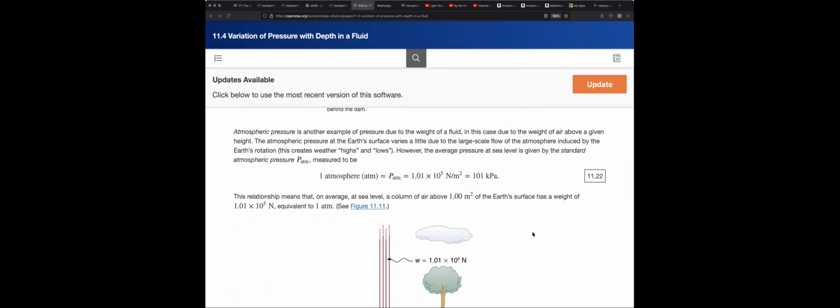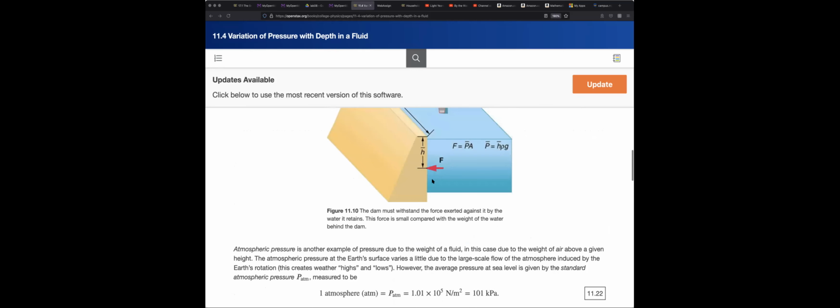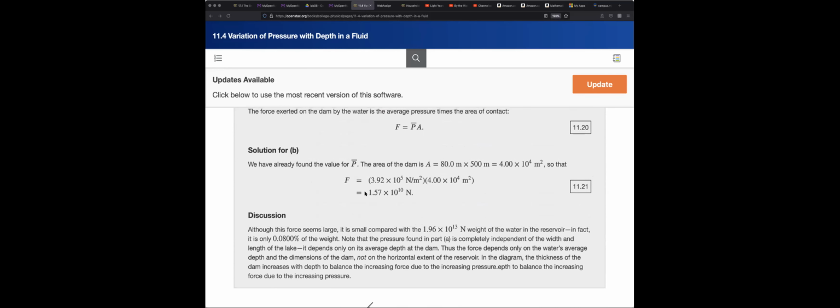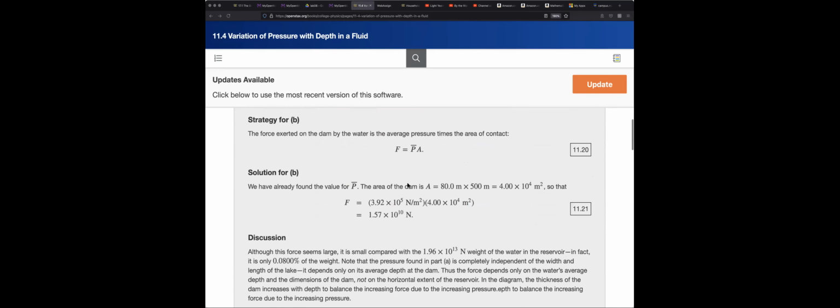It turns out that the amount of pressure that we feel from the atmosphere, from all the air above our heads pressing down on our heads, is actually about the same as the amount of pressure that is felt at the bottom of the dam here. At the bottom of the dam here, we calculated 1.57 for pressure.